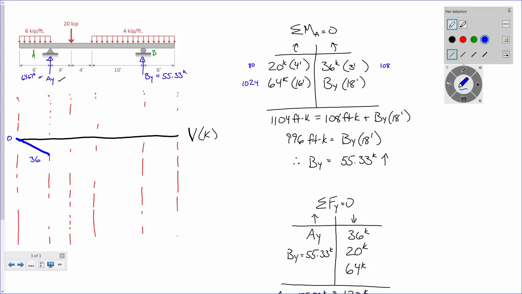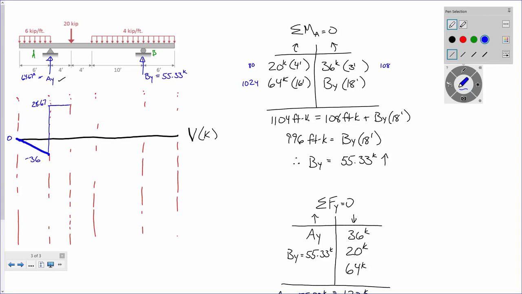Now there's this 64.67 kip force. It's like, Greg, go up. All right, chill out. So I go up 64.67. Maybe I should keep my sign here and put negative because I went down. If I'm at negative 36 and I went up 64.67, where am I at? Everybody good?